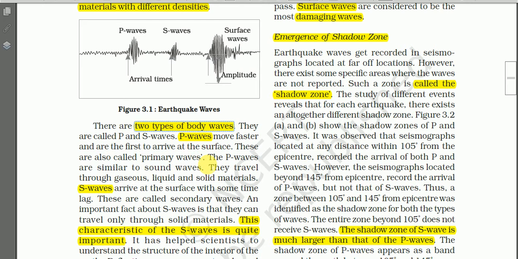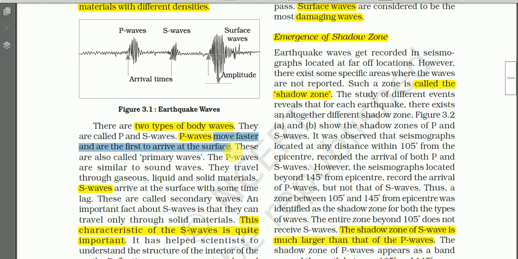There are two types of body waves. They are called P waves and S waves. P waves and S waves are the two types of body waves. And as I told you, P waves move faster. P waves move faster and are the first to arrive at the surface, the first to arrive at the seismograph.